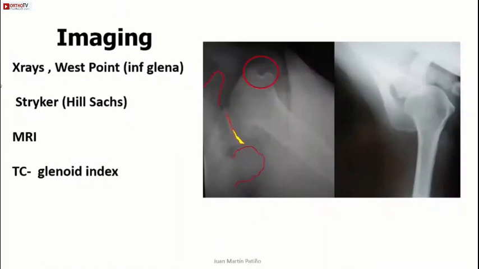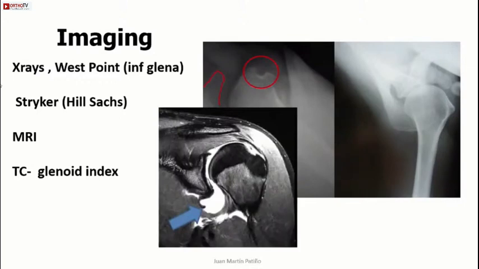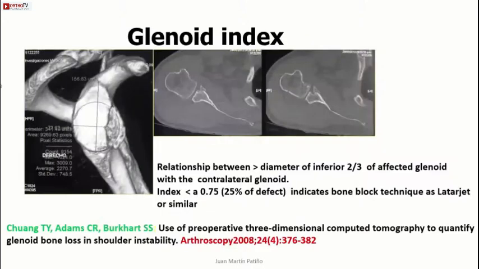There are special X-ray views like a West Point or a Stryker to evaluate inferior glenoid and Hill-Sachs, but today I think it's mandatory to do an MRI and CT scan. We have important tools for the preoperative planning, like the glenoid index. This is a relationship between the lesser diameter of the inferior two-thirds of the affected glenoid and the contralateral glenoid. When you have less than 0.75, that means 25% of defect, that indicates a bone block technique such as Latarjet or similar.